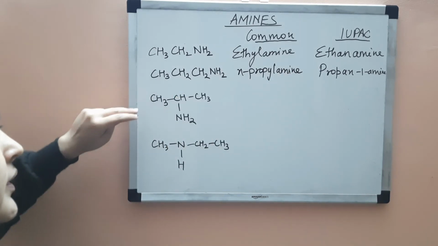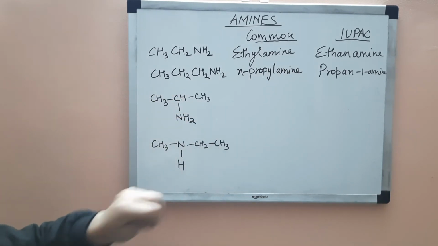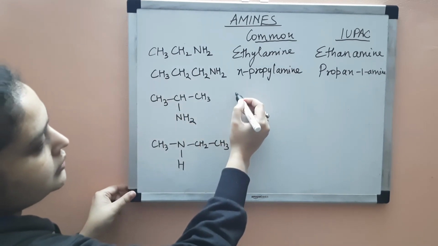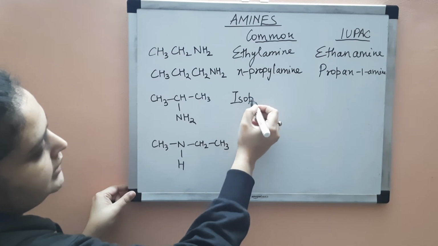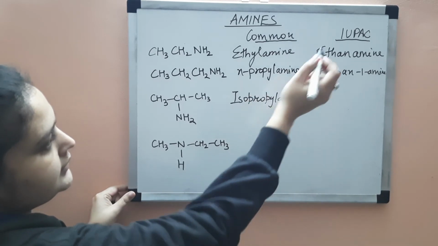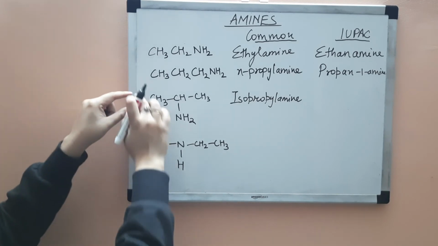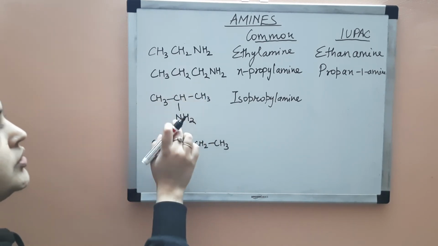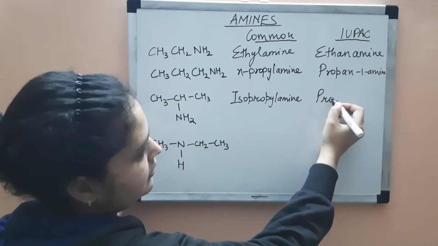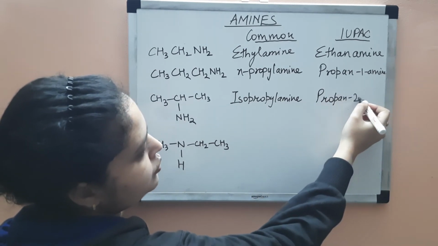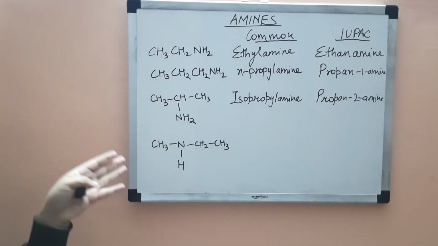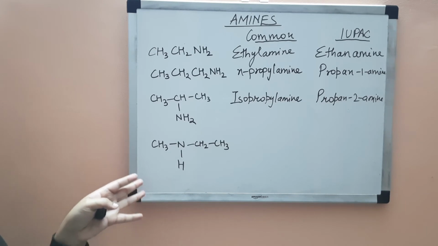The next compound is isopropyl amine. Why? Because this group is known as isopropyl. So in the common nomenclature it will be isopropyl amine. And in the IUPAC nomenclature, because this is a propane group and the amine group is attached at the second position, it will be propane-2-amine.